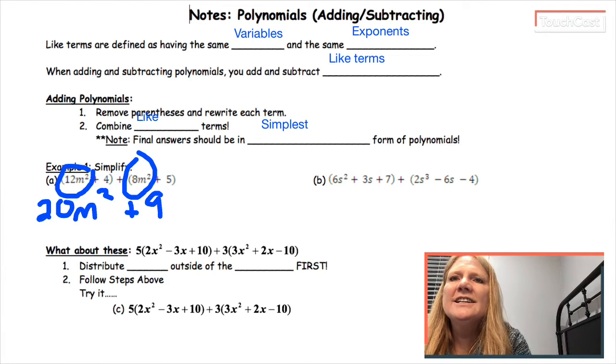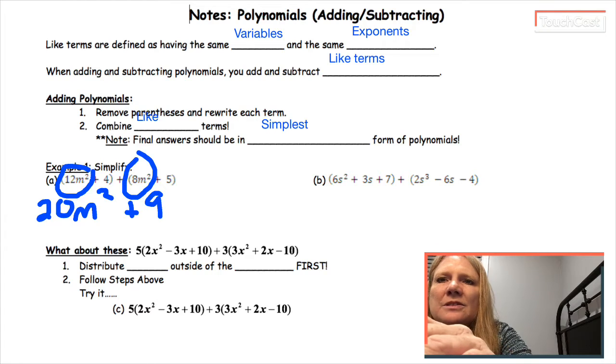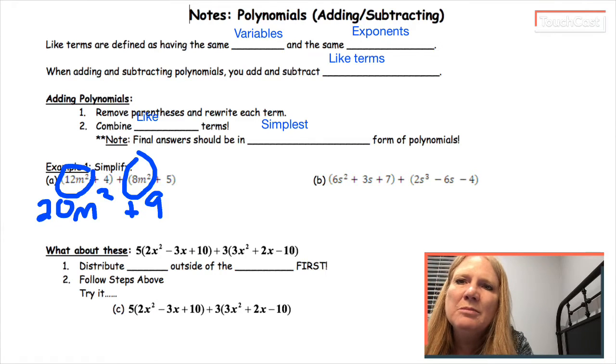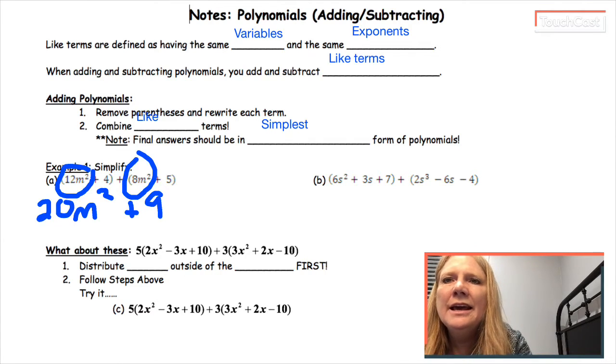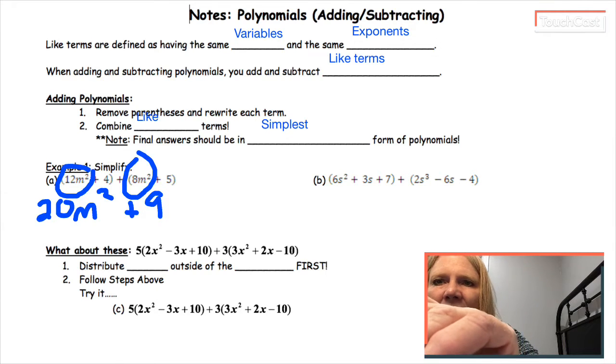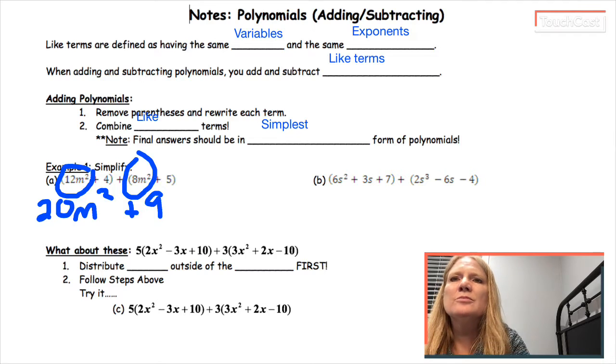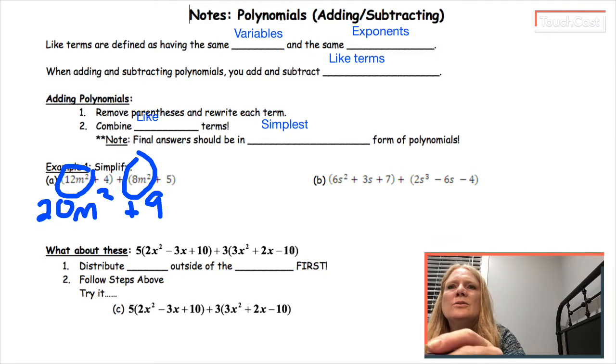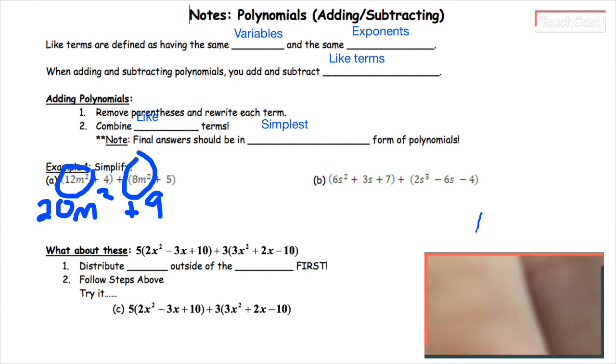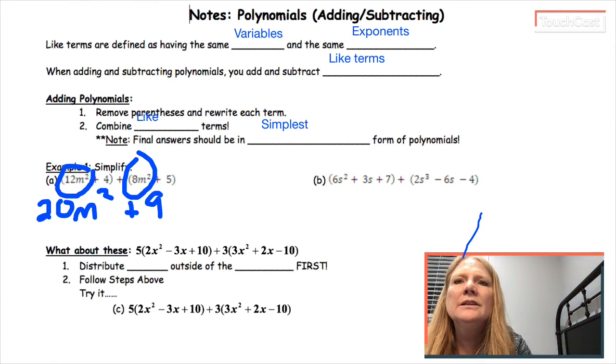Okay, let's look at our second example. Now again, we have parentheses, but there's nothing outside the parentheses to be multiplied through that, and there's not a negative that we need to distribute. So again, we can just look for the like terms and combine them. And so this, let me make this a little bit bigger.